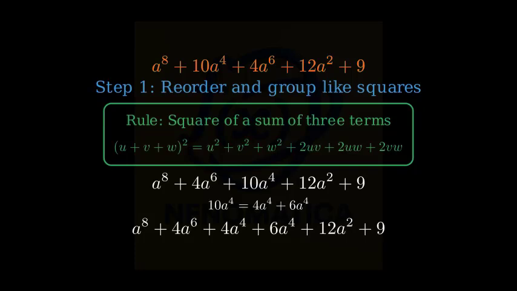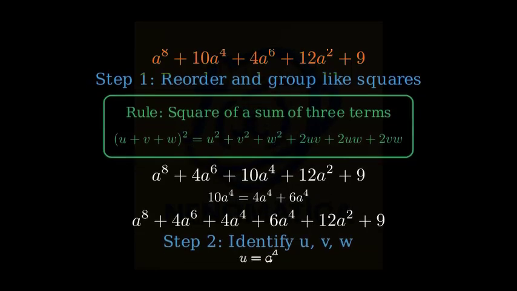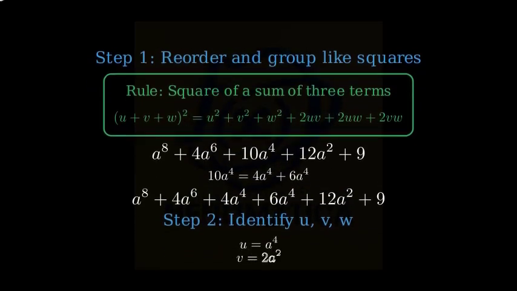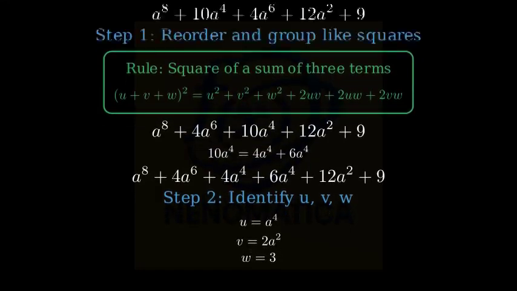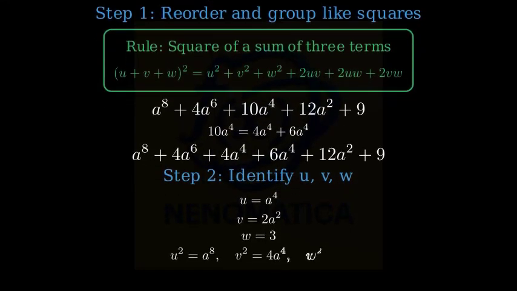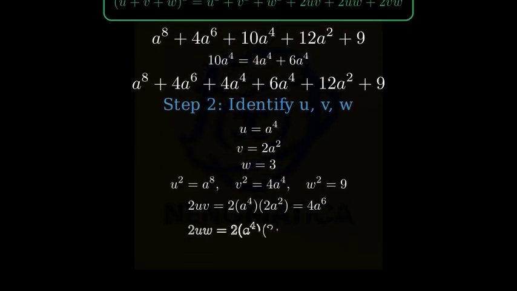Step 2. Now we need to identify what u, v, and w are in our expression. Based on the pattern we're trying to match, we can identify u equals a to the power 4, v equals 2a squared, and w equals 3. Let's verify this matches our pattern by computing each term. U squared is a to the power 8. V squared is 4a to the power 4. W squared is 9. Next, the cross terms.